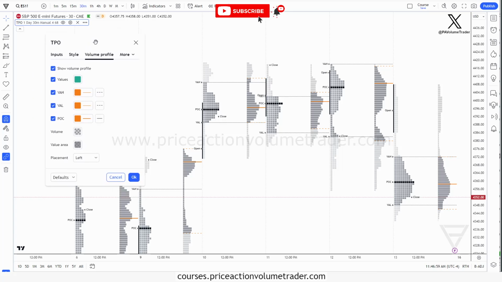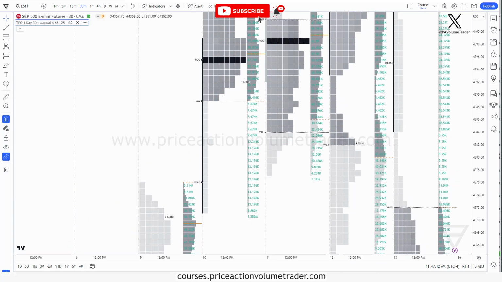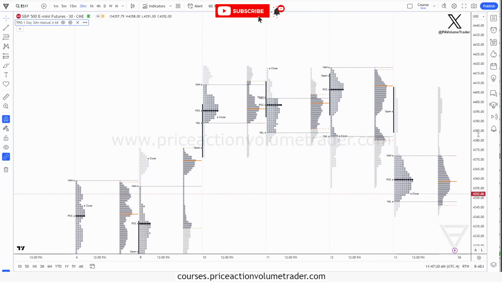Next we have the volume profile options. In this one you can toggle on and off the volume profile. Then we have values. This is if you expand your volume profile, depending what tick size you're using for the rows, you get the total volumes traded at each of those levels.